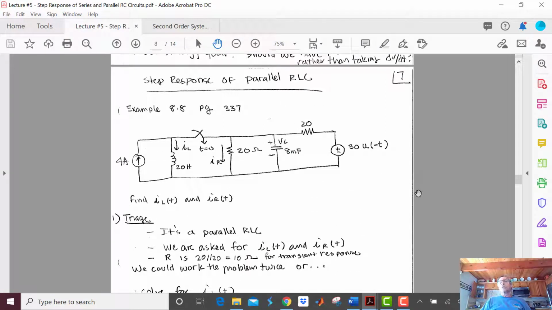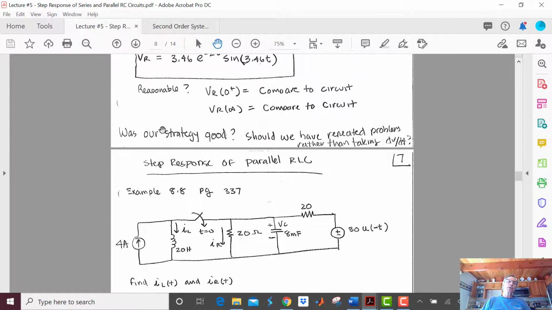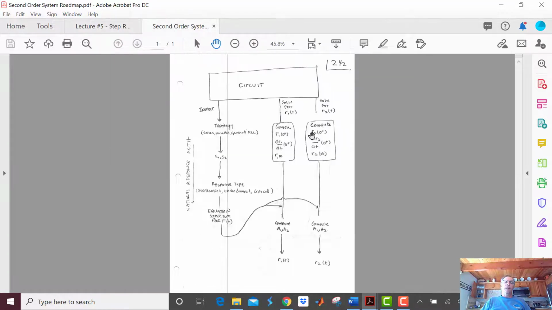Okay, so that was a lot of slogging, and now we're going to slog through another similar problem. Actually, I'm sorry, before we do that, was our strategy good? Should we have done it the way we did it? Let's go back and look.